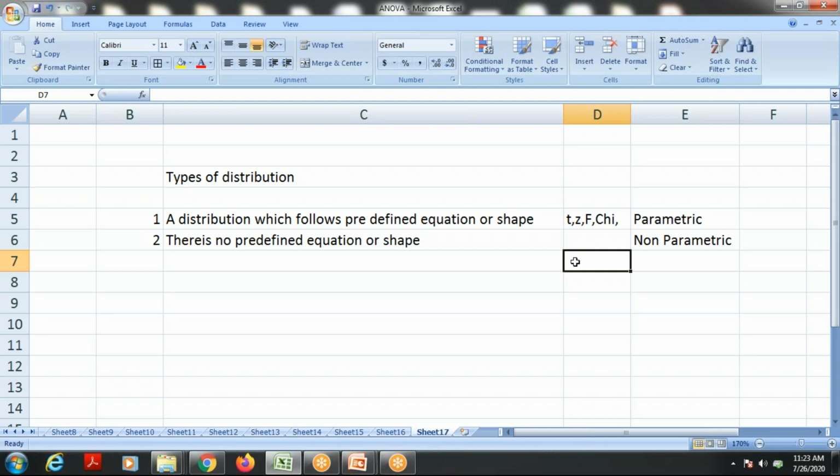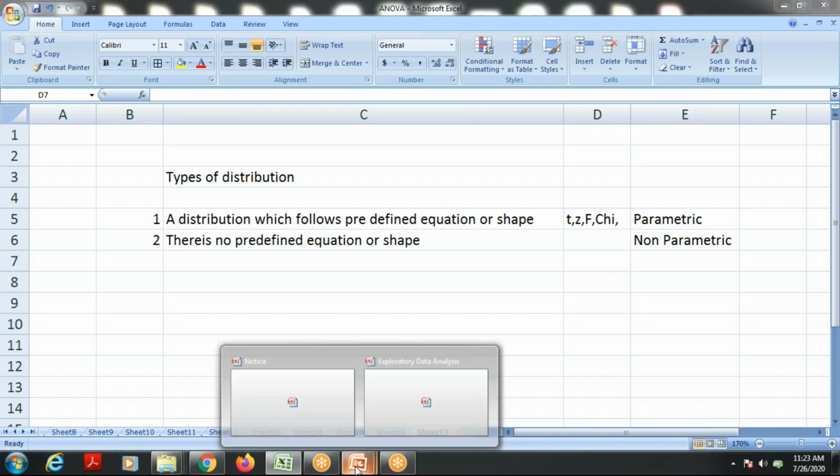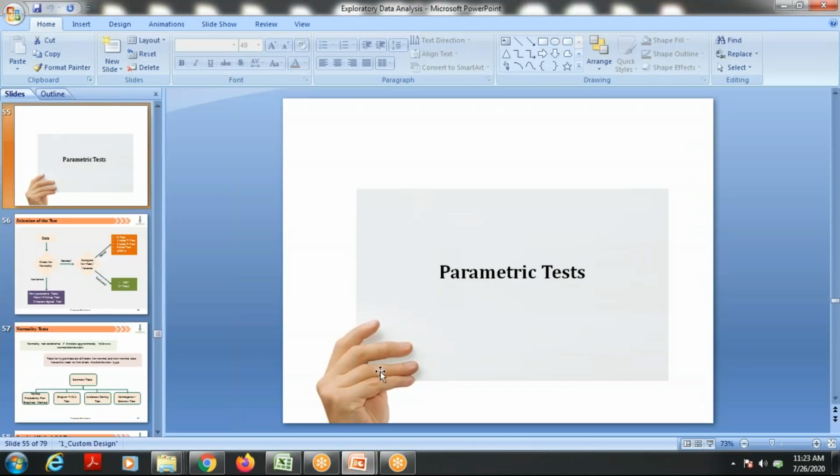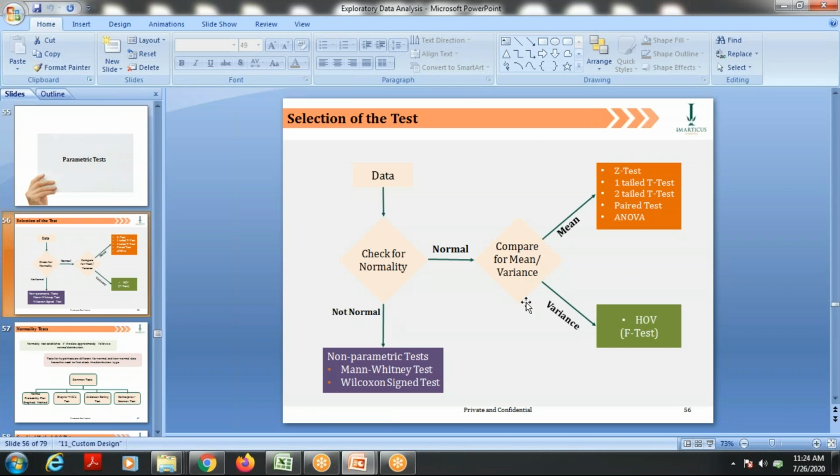So in statistics, that's what your PPT is saying, that we are going to talk about something called parametric test. So parametric means those tests, essentially the moment I'm saying test, this test is based on distribution. So those distributions wherein we have predefined equations, those are called parametric tests. And if you see the example, look here.